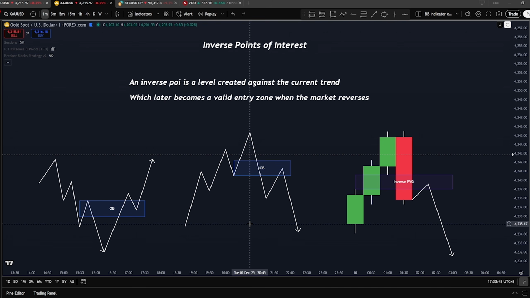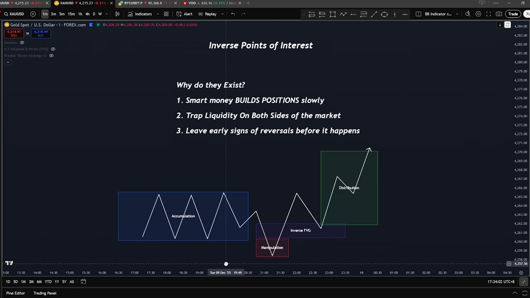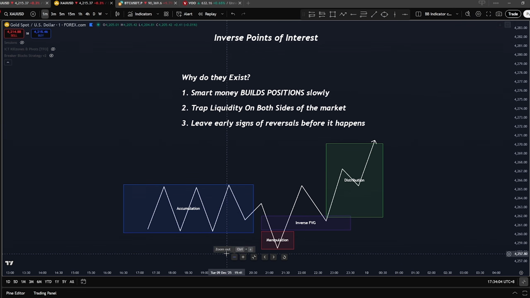So now, very important. So let me just repeat one more time. Inverse point of interest is an area that is created against the trend, which will then be later used once it officially reverses. Okay, so now, why are points of interest important and why do they exist? Three main points right here that I'm going to go through.